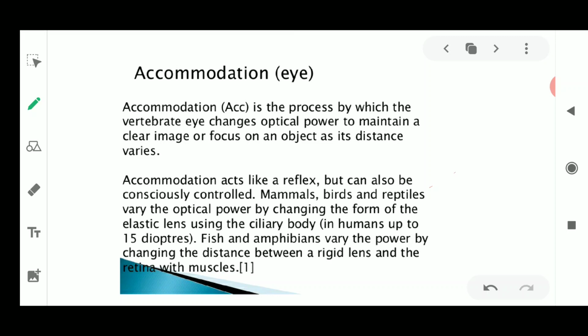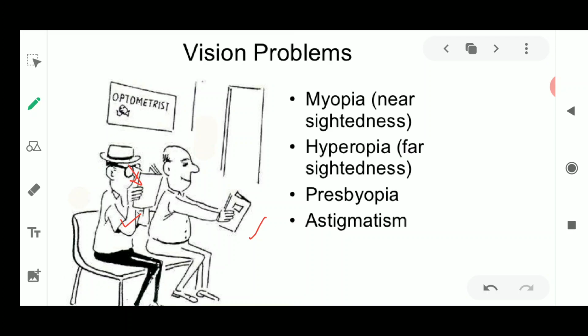For example, if you are sitting in your classroom and you are not able to see clearly what is written on the blackboard. So in both conditions, where the person is not able to see nearby objects clearly, and where the person is not able to see far objects clearly, there are defects, meaning there is a certain problem in the parts of your eye because of which you are not able to see clearly.